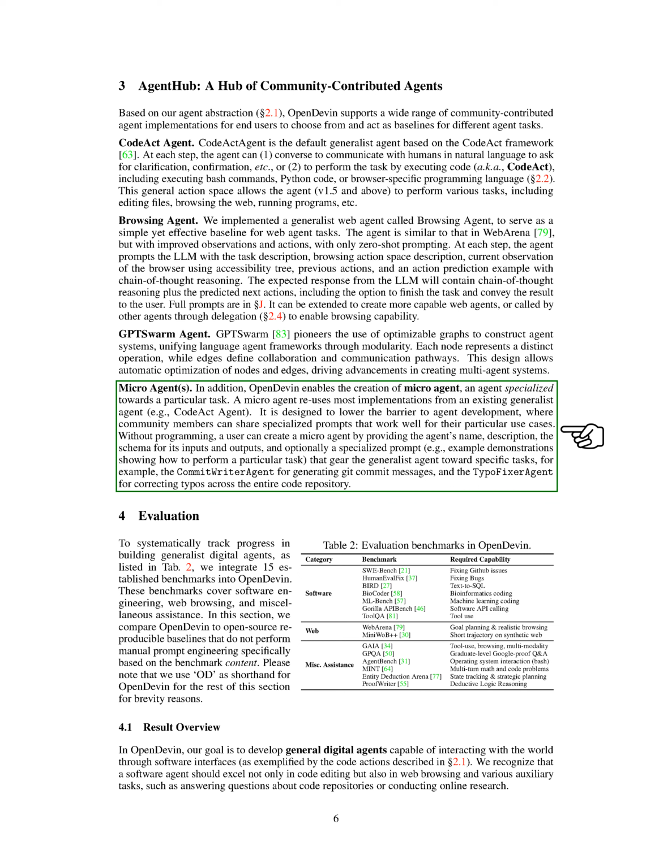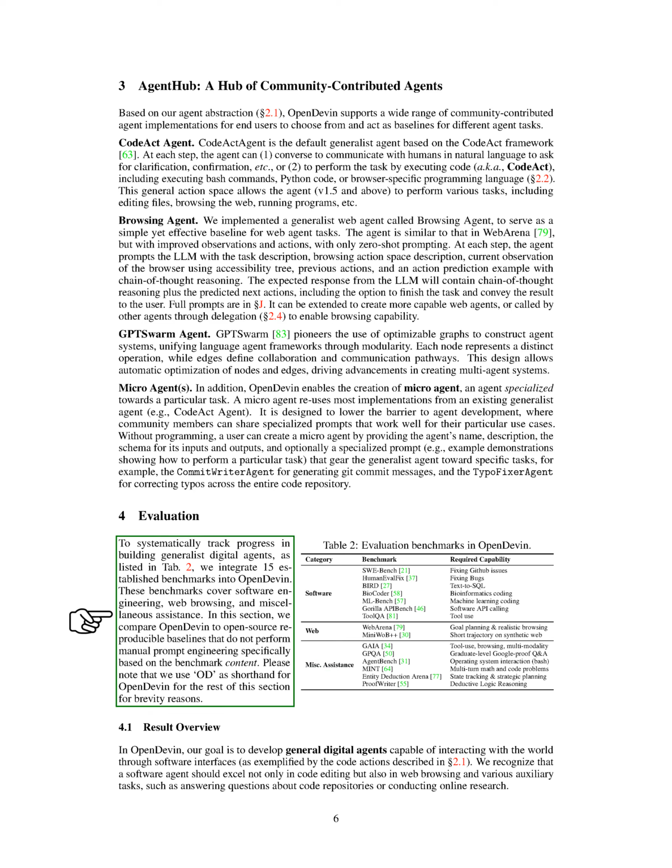Examples include the Commit Writer agent for generating Git commit messages and the Typo Fixer agent for correcting typos throughout a code repository. To systematically monitor our progress in developing generalist digital agents, we have integrated 15 established benchmarks into OpenDevin. These benchmarks cover areas such as software engineering, web browsing, and various forms of assistance. In this section, we compare OpenDevin to open-source baselines that do not involve manual prompt engineering tailored to the benchmark content. For brevity, we will refer to OpenDevin as OD throughout this section.